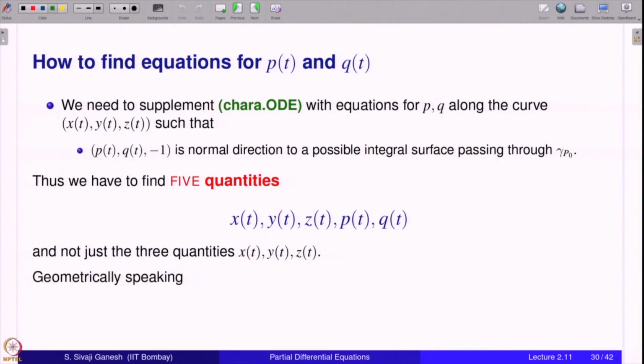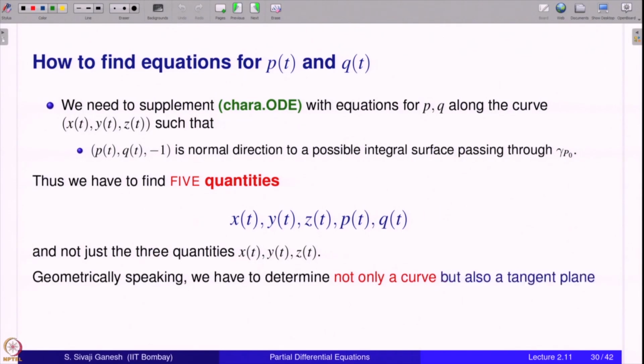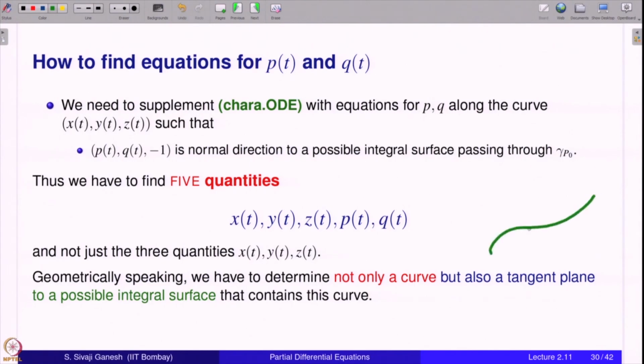So, geometrically speaking, what we are saying is we have to determine not only a curve, but also a tangent plane to a possible integral surface that contains this curve. So, in other words, we are trying to find a curve like that. So, suppose this is the point x(t), y(t), z(t). So, we want to find something like that, P(t), Q(t), of course minus 1 I write, but then it is okay, minus 1 there is nothing to find. So, we need to find this.